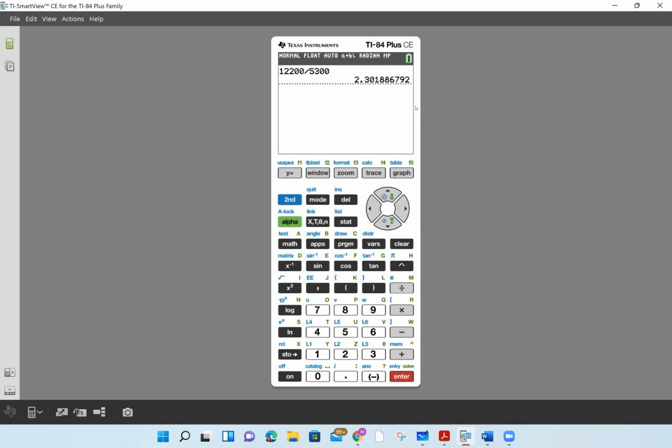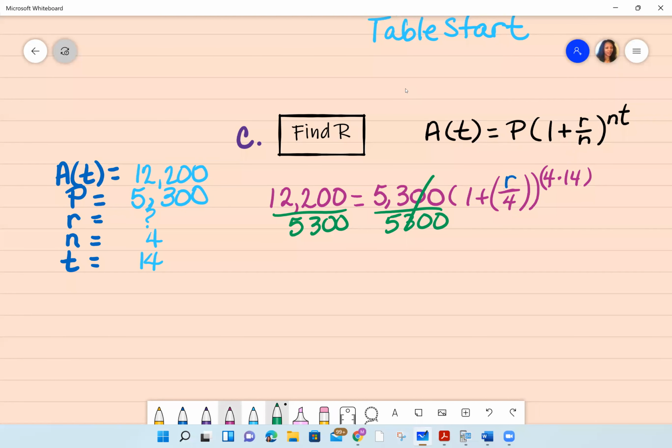So I'm going to round that up to 19 instead of 18. My answer will end up being 2.3019. And on this side, I still have 1 plus R over 4, all raised to, and if you wanted to, at this point just go ahead and multiply 14 times 4 and get your 56.